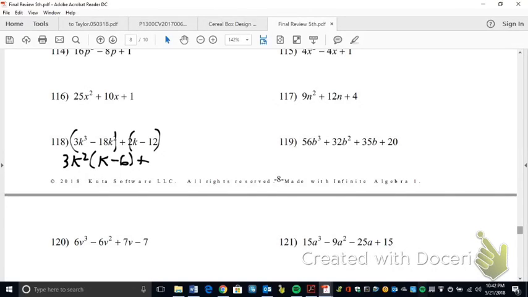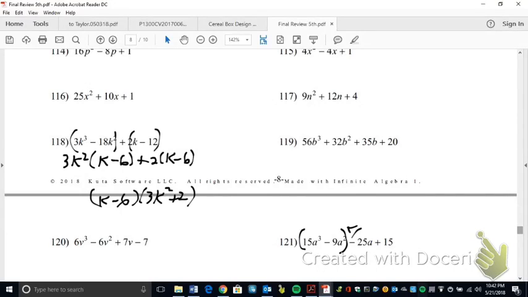So now we're going to add to it the 2k minus 12. The greatest common factor there is a 2. We'll pull out that 2, and lo and behold, we're left with k minus 6. Again, we then factor out that common binomial, k minus 6, and we are left with k minus 6 times 3k squared plus 2.